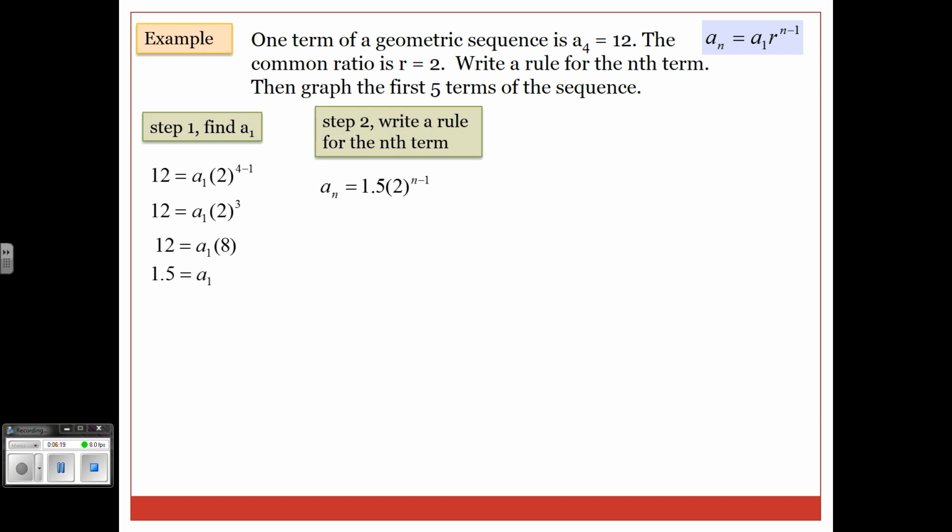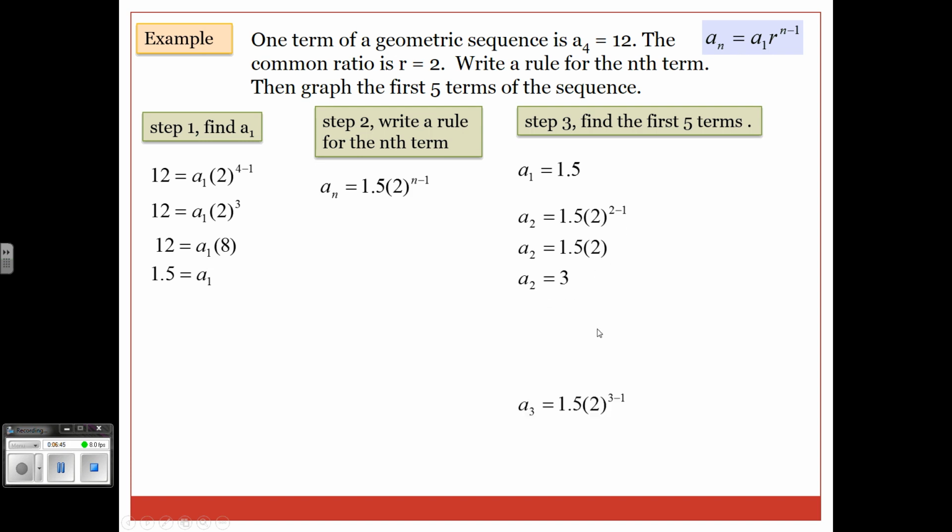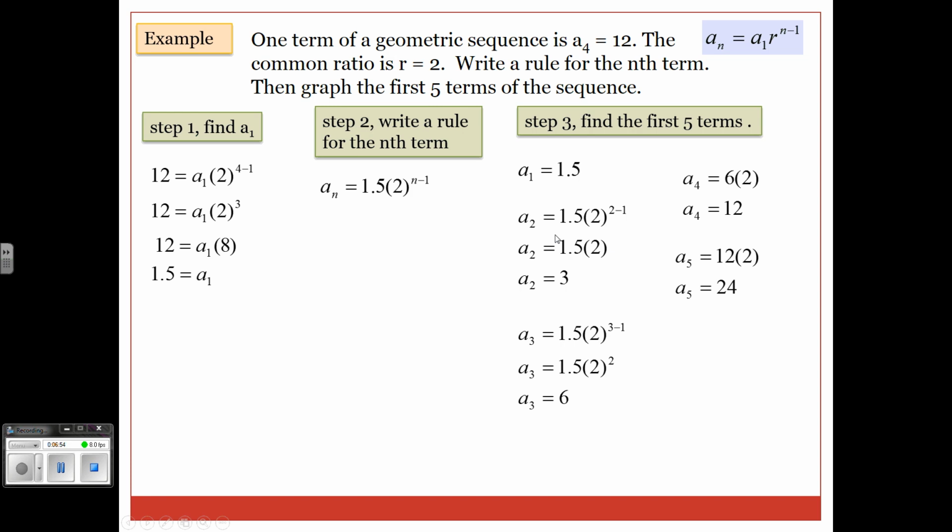Okay, so to find the 5 terms of the sequence that we need to graph, well, we already know the first term is 1.5. You have 2 choices. You can either plug in 2 for n, 3 for n, 4 for n, 5 for n. You can do all of that with this formula. Or, since we know that the common ratio is 2, just multiply everything by 2. So 1.5 times 2 is 3. 3 times 2 is 6. 6 times 2 is 12. And then 12 times 2 is 24. So you could do all the work that I have shown here, or you can do the quick way and just multiply by the common ratio to get each term.